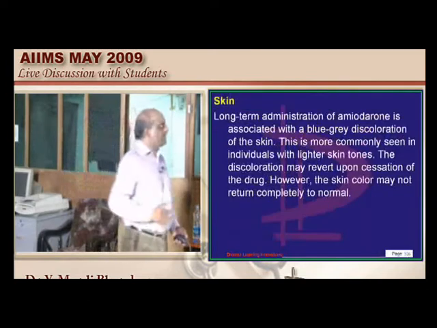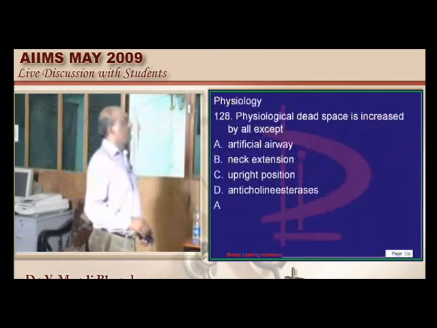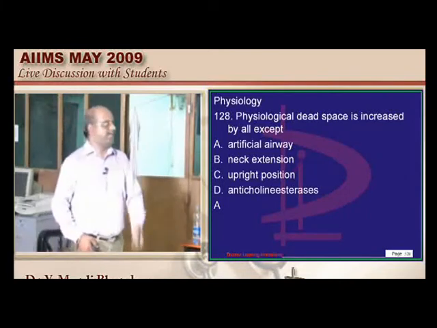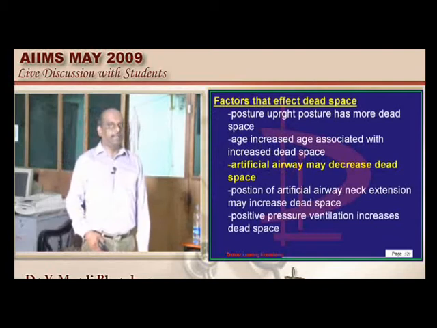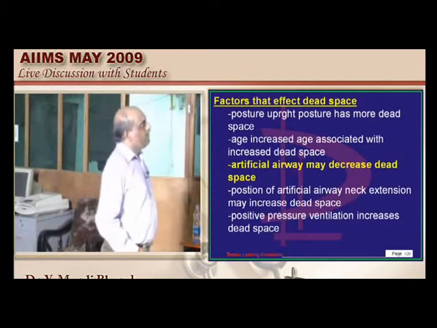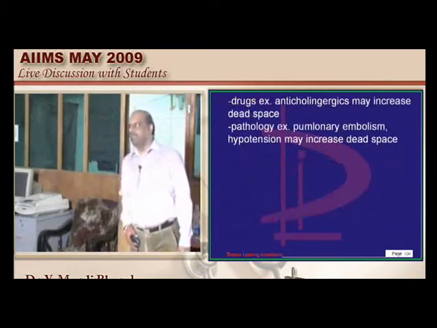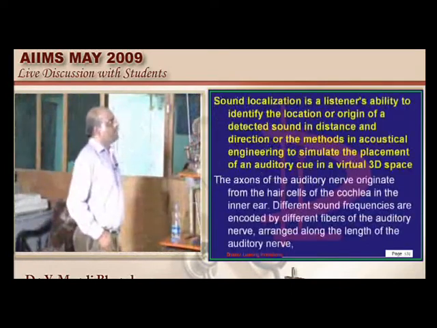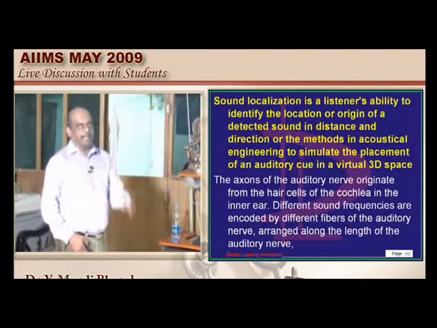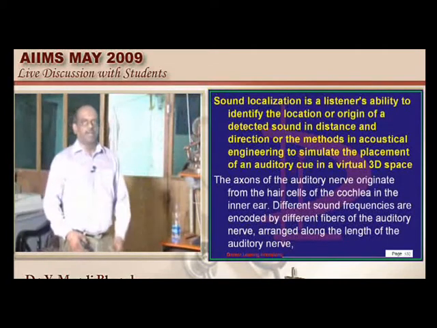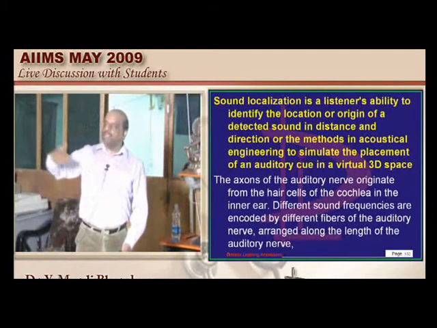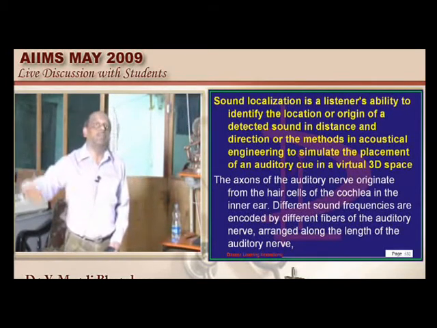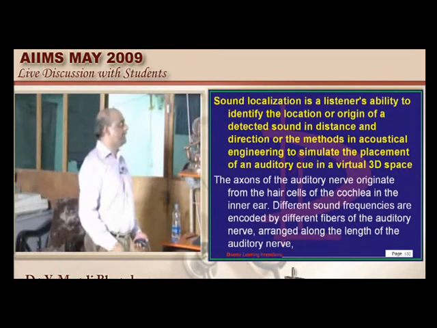What makes the physiological dead space increased? Artificial airways, if you place them, will decrease the dead space, not increase it. That is what needs to be remembered. What is the purpose of the auditory pathway? It is for localizing the sound, where it is coming from. The listener's ability to localize is because of the topographic arrangement of the auditory cortex. That is what needs to be remembered.